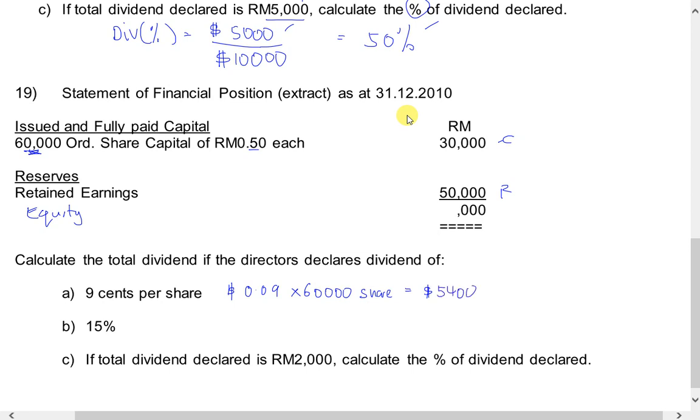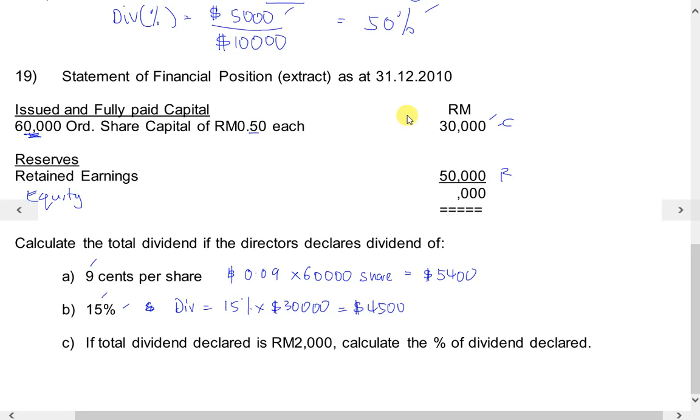If the company declares 15%, so 15% on their investment. The investment by the shareholder is 30,000. So the dividend is 15% of 30,000, which is 4,500. So dividend can be on a per share basis or it can be in percentage.